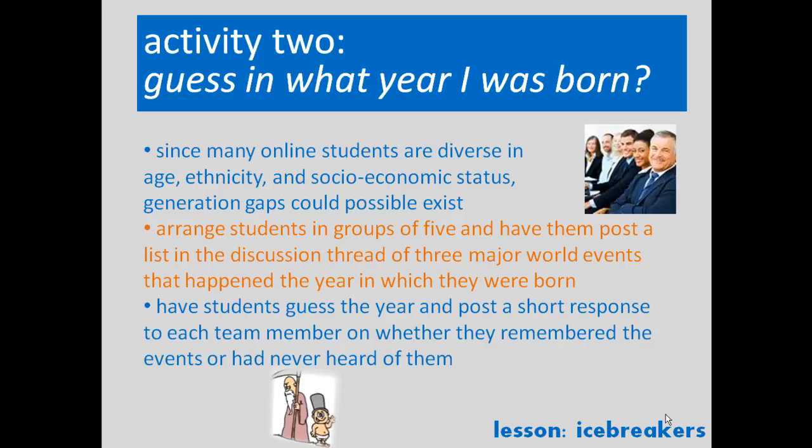Again, online instructors will need to arrange students in groups of no more than 5 participants and have them post a list in the discussion thread of 3 major world events that happened the year in which they were born. Have students guess the year and post a short response to each team member on whether they remember the events or had never heard of them.